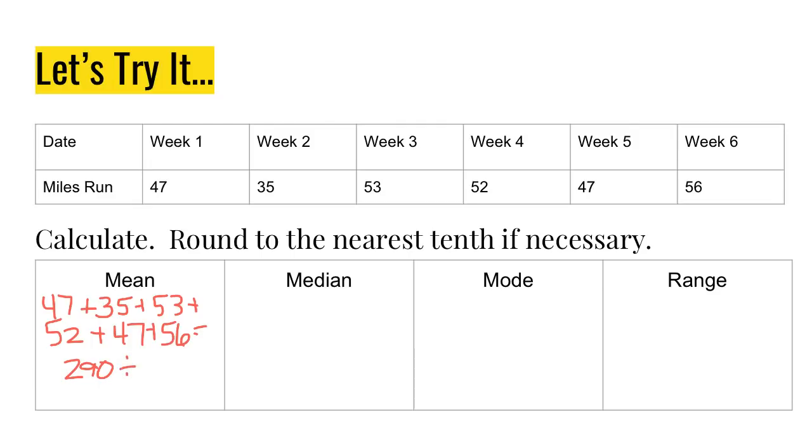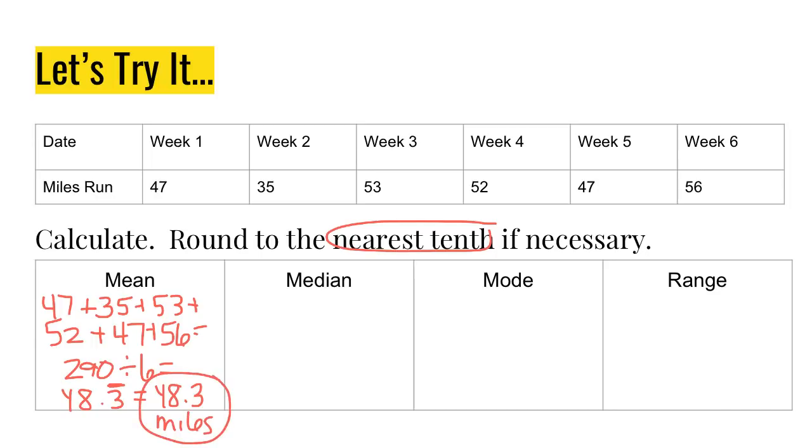I'm going to take that 290 and spread it equally over my 6 weeks. When you take 290 and spread it evenly among your 6 weeks, you're going to get a crazy number, 48.333333 until the end of time. And so it says round to the nearest tenth. So we're going to say he averaged about 48.3 miles each week of his training. So that was the mean. Add them all up, divide by however many pieces of data you have.